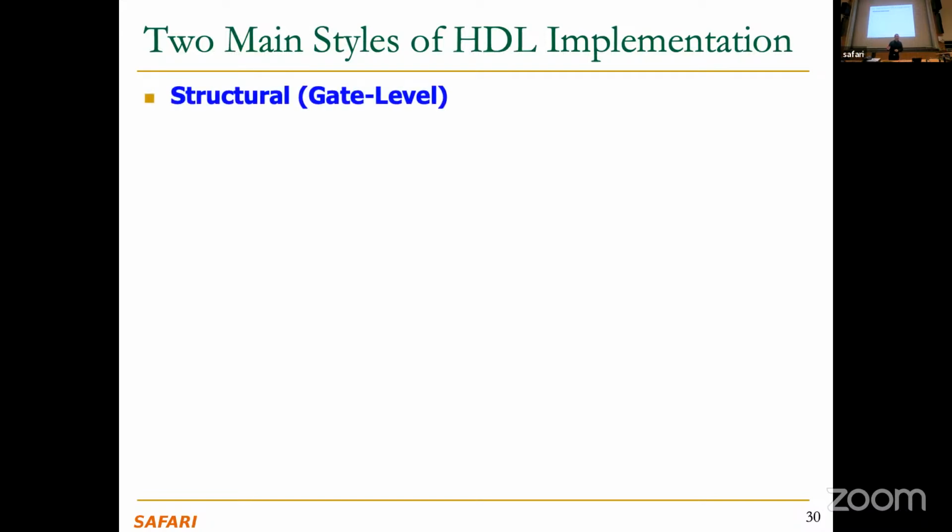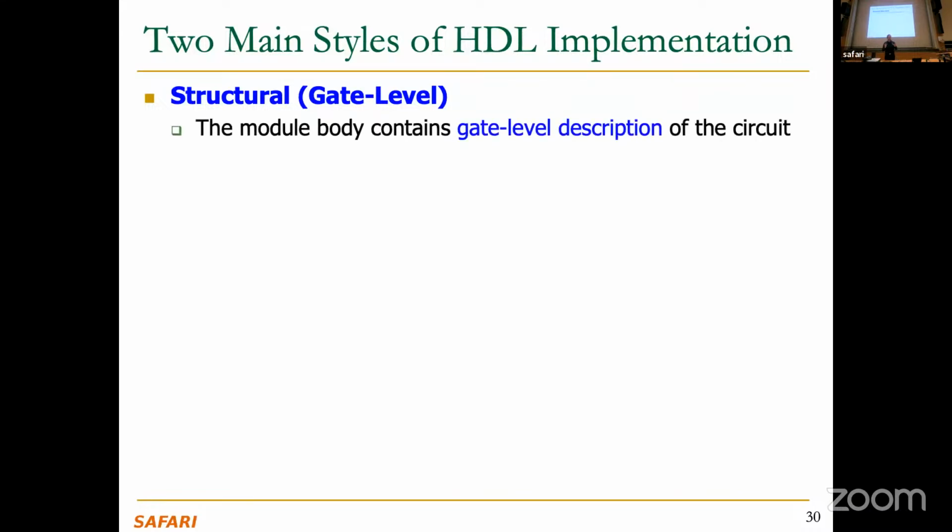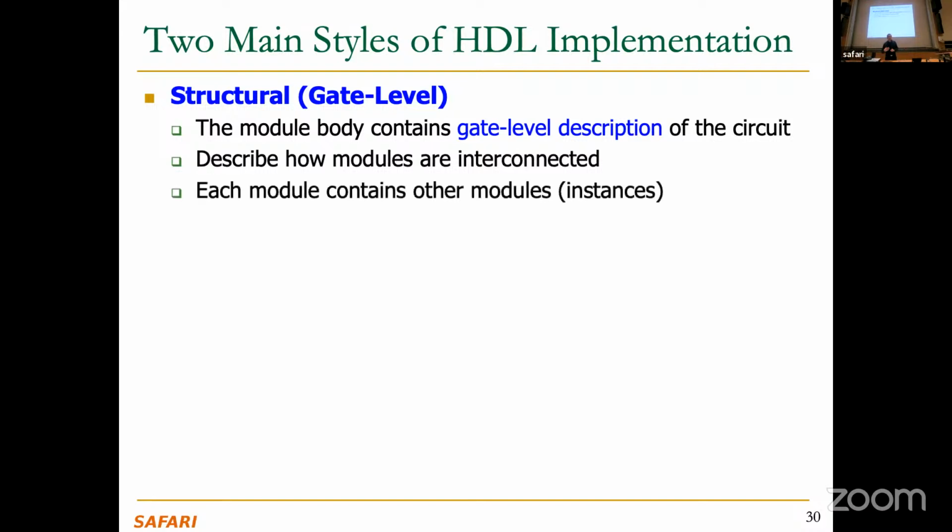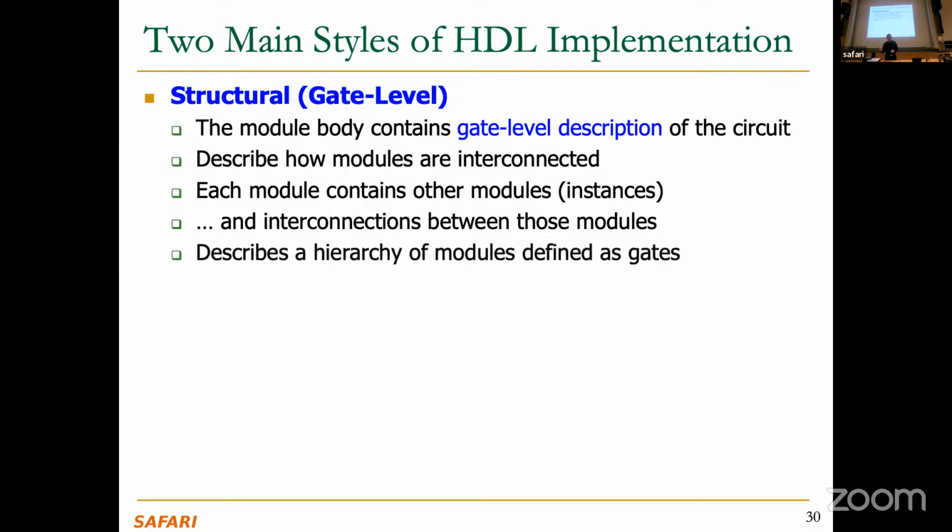So this is important, and it has a lot of implications. There are two main styles of hardware description language implementation. It's not specific to language. It's really specific to how you describe hardware. You can describe the hardware at a structural level, meaning at the gate level. The module body contains the gate level description of the circuit. So you need to actually specify gates and wires, etc. This describes how modules are interconnected. And each module contains other module instances. And interconnections between those modules are explicitly specified, as we will see. It's a very low level description of hardware. That's why it's called gate level. So this describes a hierarchy of modules defined as gates.